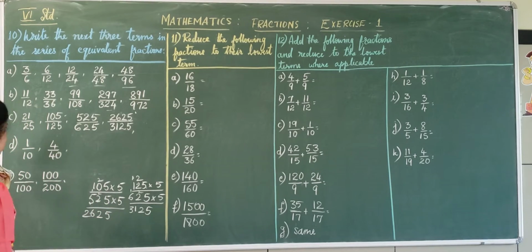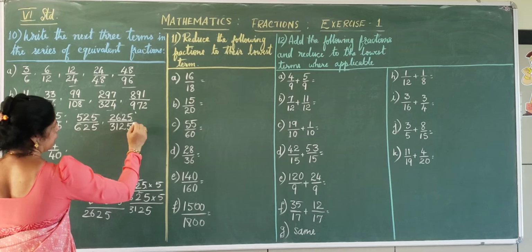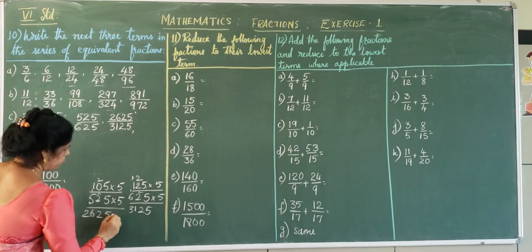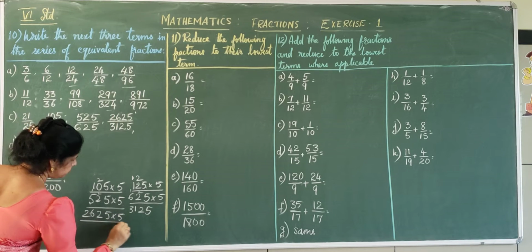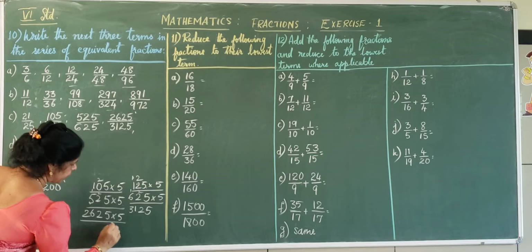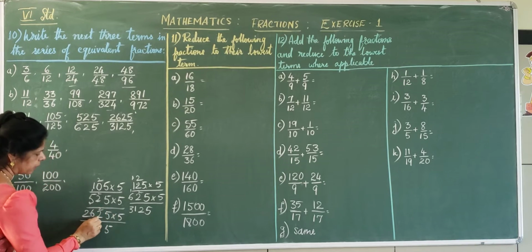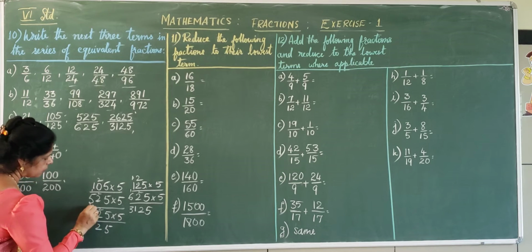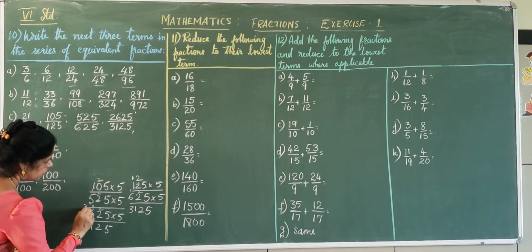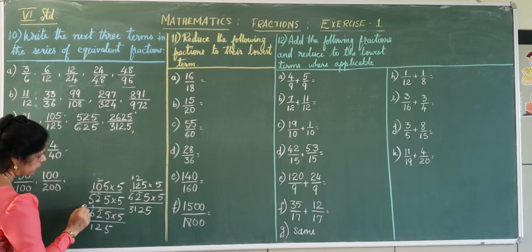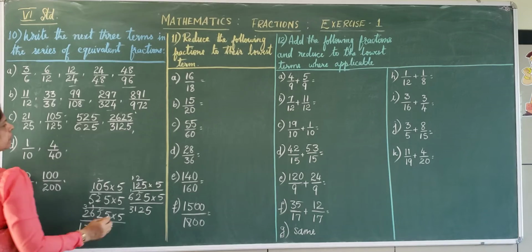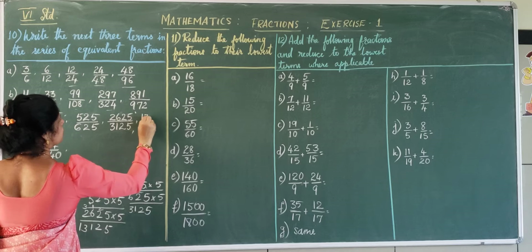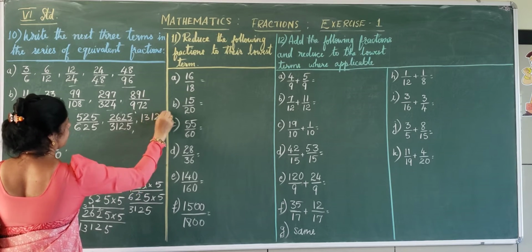We have to find the next term. The next term is what? Again, this 625 has to be multiplied by 5. 5 5s are 25, carry 2. 5 twos are 10. 10 plus 2 is 12. Carry 1. 5 6s are 30. 30 plus 1 is 31. Carry 3. 5 twos are 10. 10 plus 3 is 13. So here the next term is 13,125.